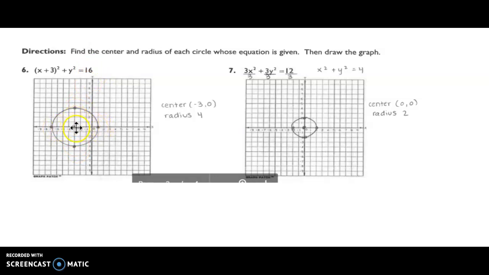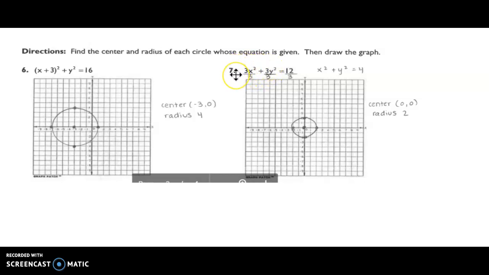And so you just go 4 up, 4 down, 4 left, 4 right. You can't count 4 diagonally, you can't do that. You can count up, down, left, right, 4, and any radius really. And then after that you draw your circle.